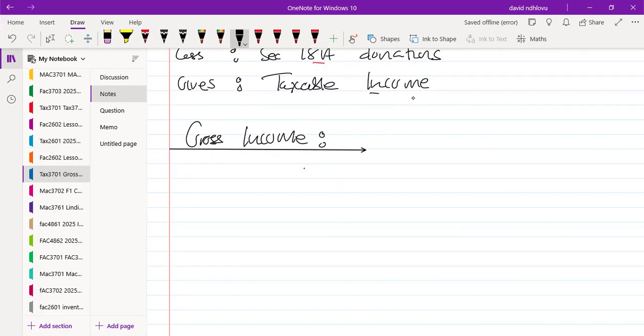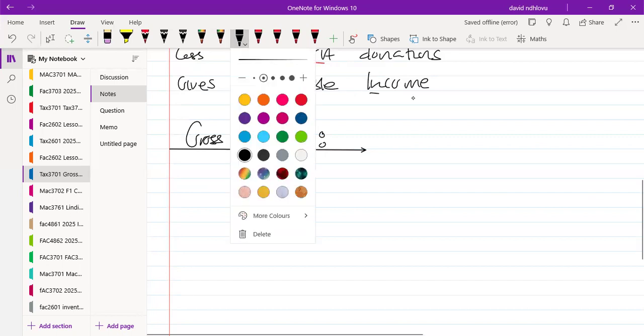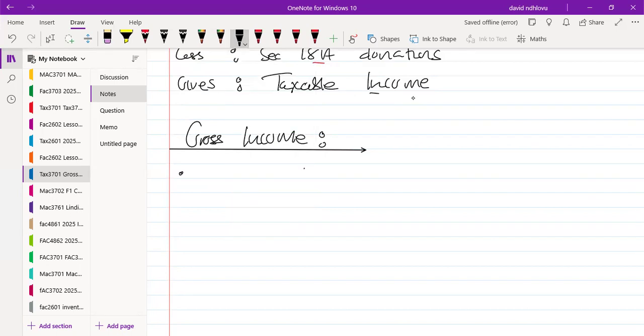gross income. Now, when you deal with gross income, the first thing that you must do is understand that we have 2 types of taxpayers. We have got 2 types of taxpayers.